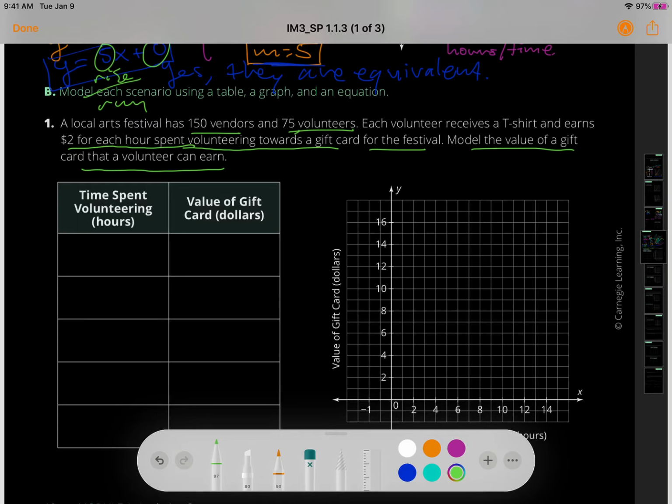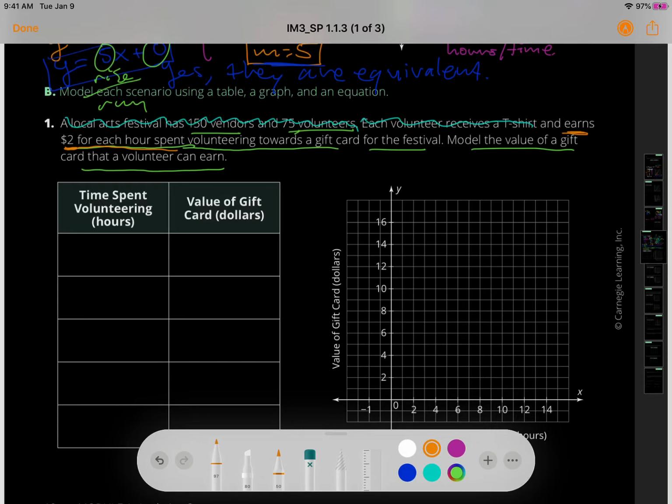Here's a great thing about word problems. There's a bunch of stuff you don't need. So let's cross this off. Who cares that it's an art festival and vendors and volunteers? Don't need that information. Who cares about the T-shirt? But I do want to know what this next part is: earns $2 for every hour spent. $2 for every hour spent.